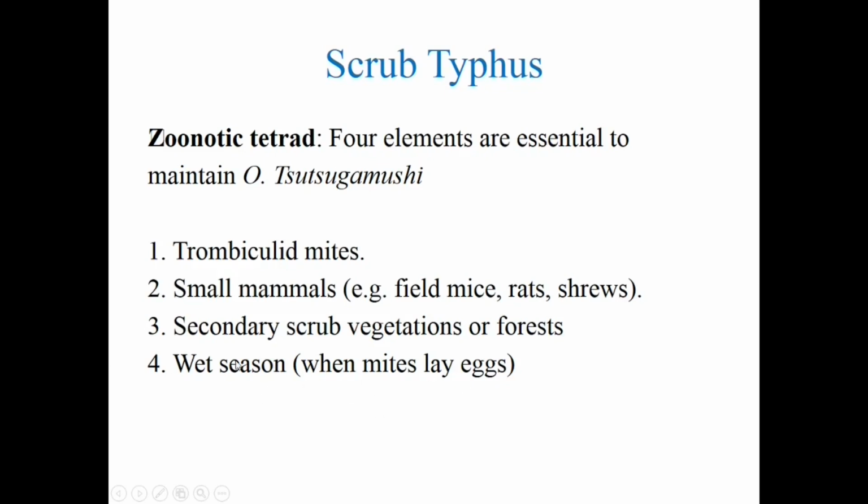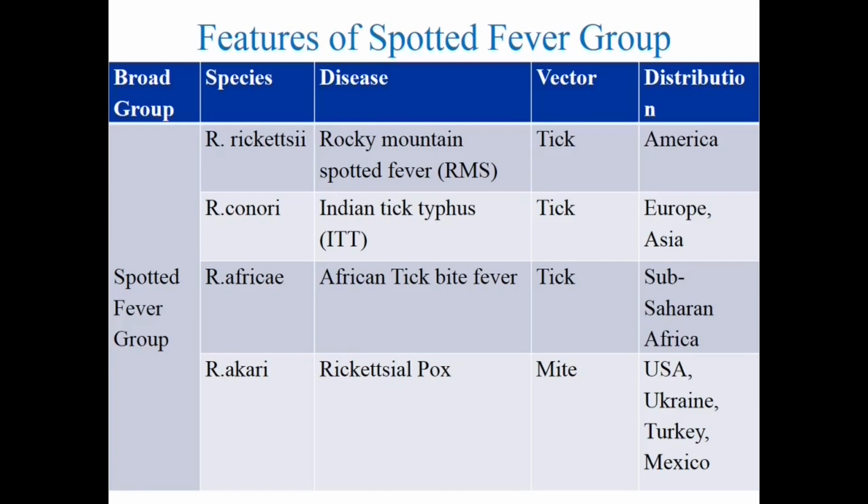So the season has to be wet for the mites to lay the eggs to develop into larva. The mites have to be present in that region. There has to be vegetation or forest and the presence of mammals. So a combination of all this will enable the survival of these organisms. And this is very, very common not only in Meghalaya but in many parts of India. Okay, then we come to the next group, that is the spotted fever group.